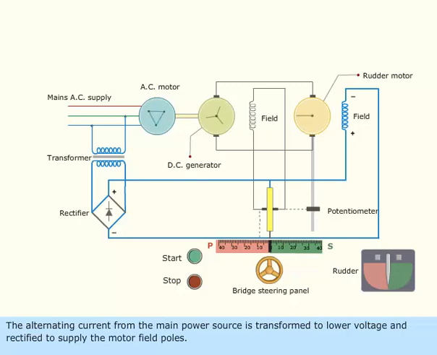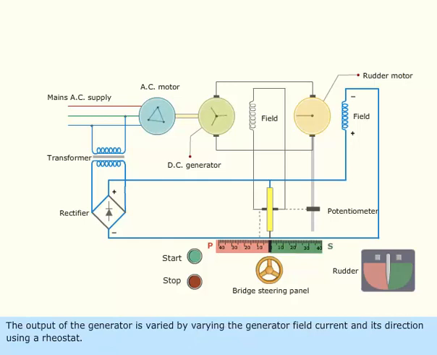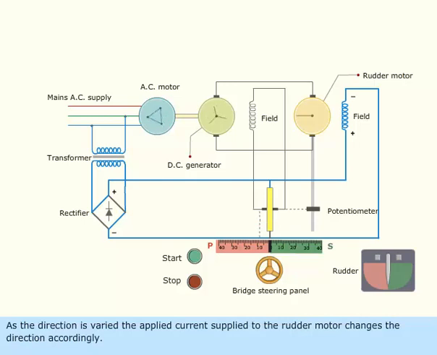The alternating current from the main power source is transformed to lower voltage and rectified to supply the motor field poles. The output of the generator is varied by varying the generator field current and its direction using a rheostat. As the direction is varied, the applied current supplied to the rudder motor changes the direction accordingly.